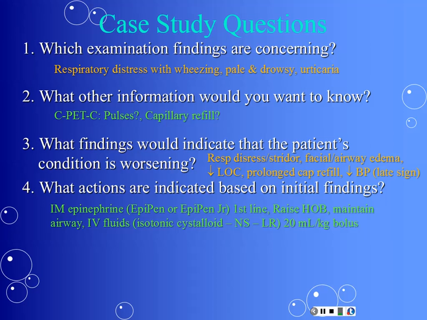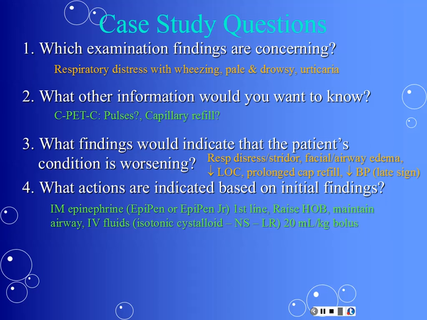IV fluids. So what's the best kind of IV fluids? What are we giving for shock? We're going to give it for any type of shock. Lactated Ringer's or normal saline. So some type of isotonic crystalloid. You'll see it written all three of those ways. We're going to give 20 mLs per kilo for a bolus.